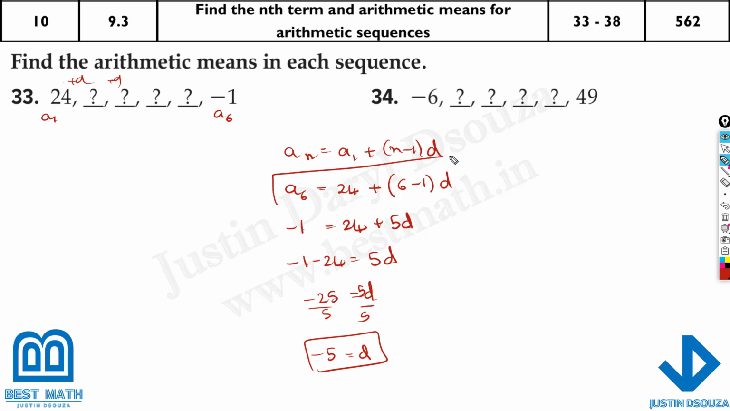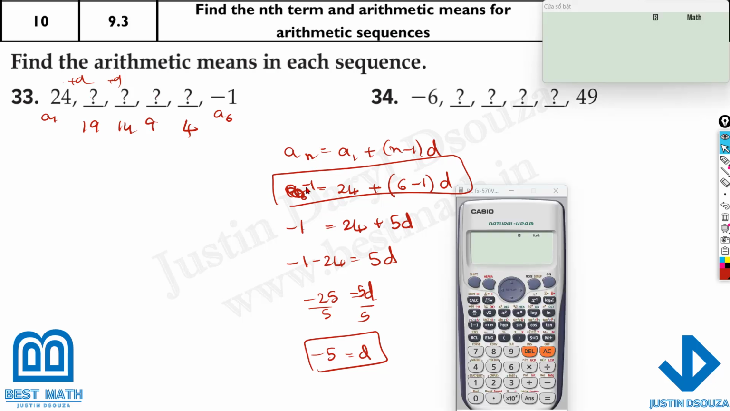Or you can just put this entire thing in the calculator. We know a6 is minus 1, right? Put this in the calculator, you get the d value directly. And now keep on adding minus 5 here. 24 minus 5 is 19. Then we get 14, we get 9, we get 4, then we get minus 1. So this is how we can easily find it out.